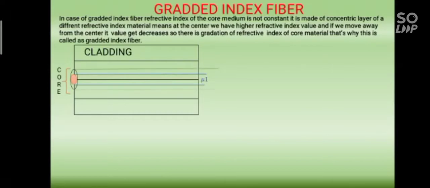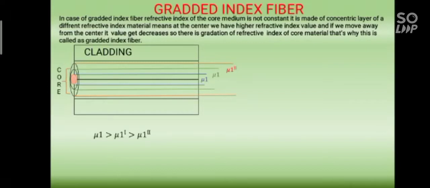Say the refractive index of the second concentric layer is mu1 dash. Let us consider the third concentric layer of the core. Hence, the refractive index of the third concentric layer is mu1 double dash. It means the core material is made up of concentric layers of different refractive index values. So in this case, the value of mu1 is greater than mu1 dash, which is greater than mu1 double dash.